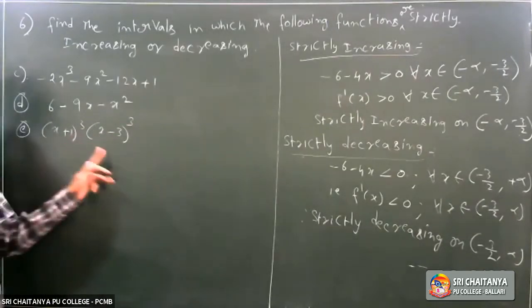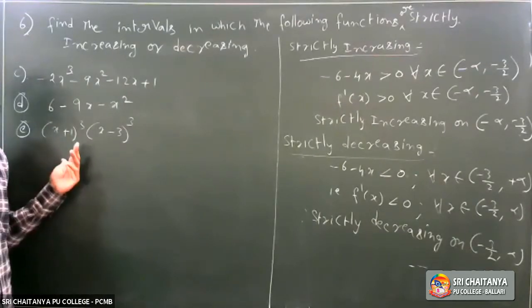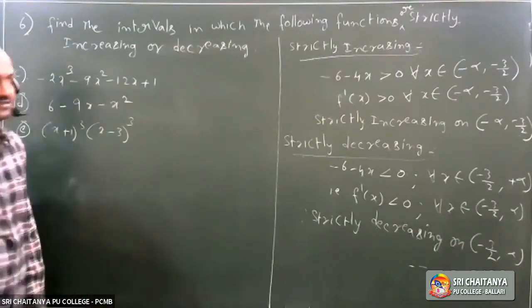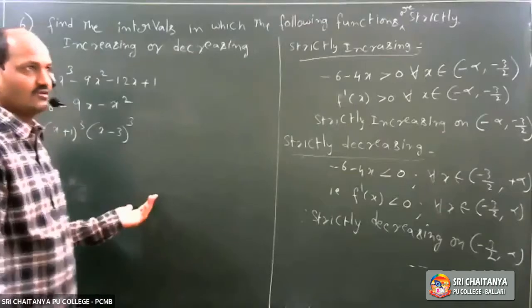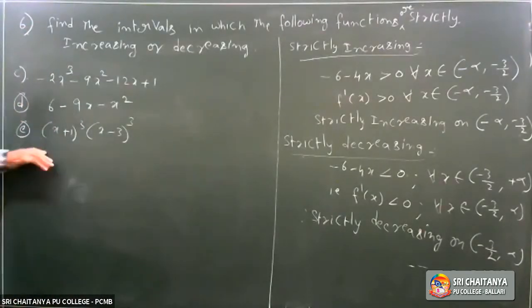It is a derivative of uv. Same process. Then find the first derivative equal to zero. Then we get two values. Then find the intervals: in which intervals the first derivative is positive, in which intervals the first derivative is negative. Okay? Copy this one.